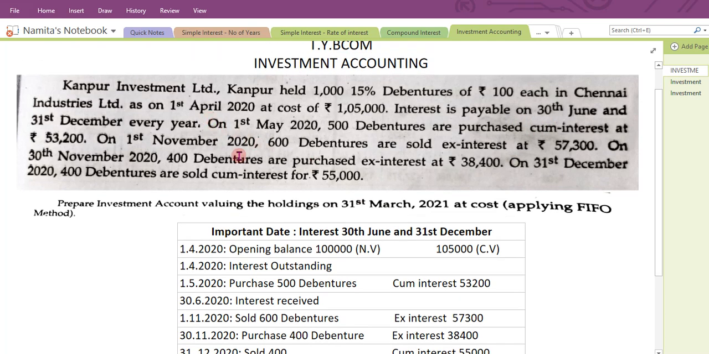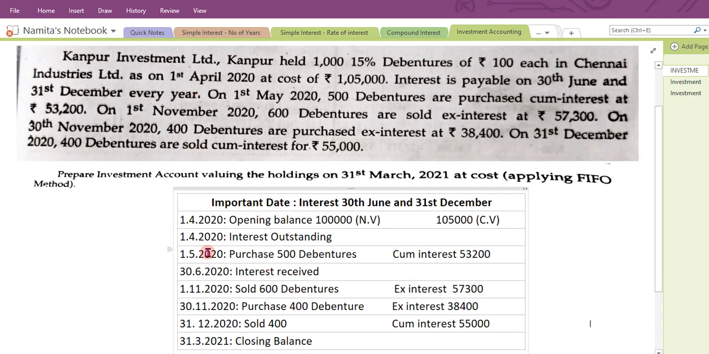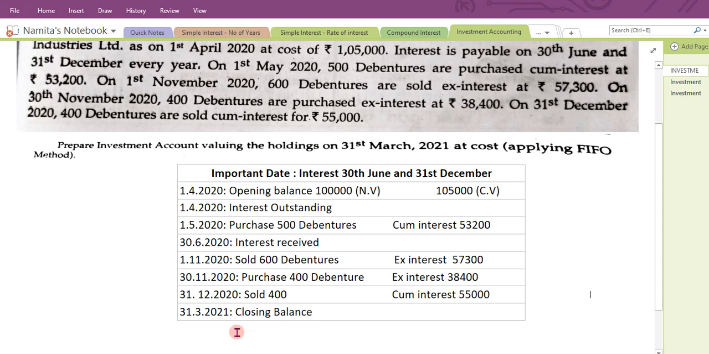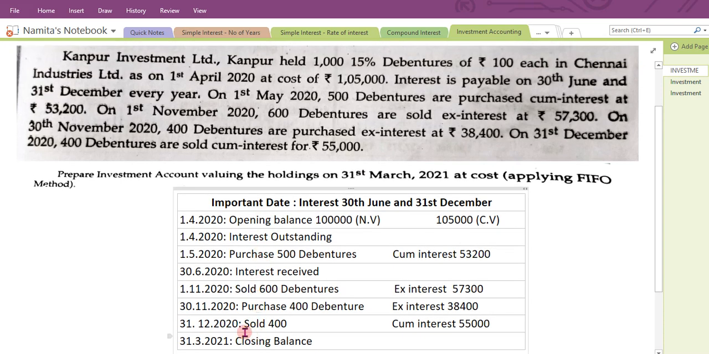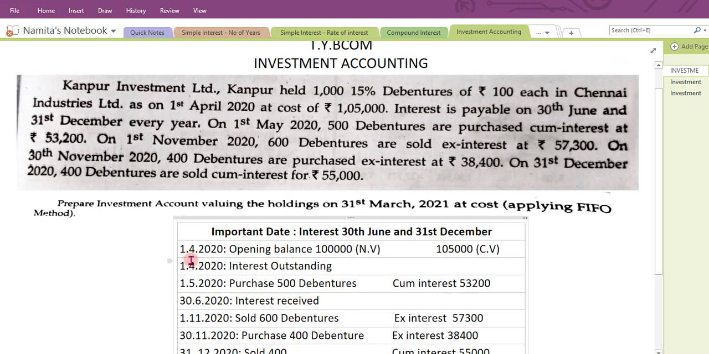Now, date-wise, I have taken down some important transactions. Some important transactions happened on particular dates, like on 1st April 2020. On 1st April 2020, Kanpur Limited held 1000 debentures. The 1000 is the number of debentures, so how much value will there be? 1000 multiplied by 100, so 1 lakh is the nominal value of the debentures, and the cost value of the debentures is 1,05,000, right?